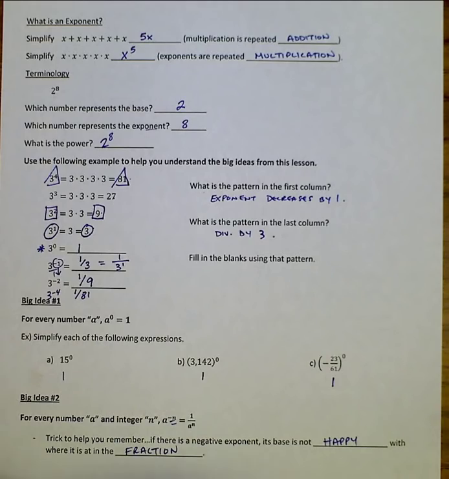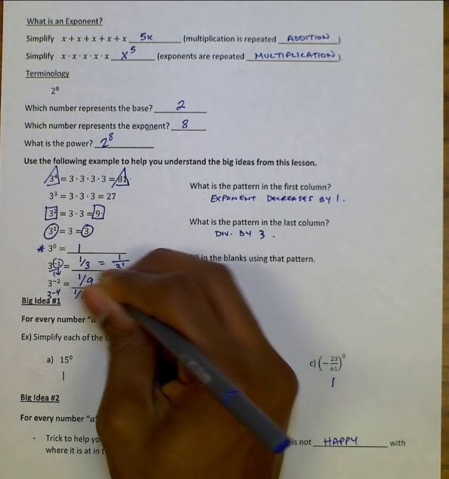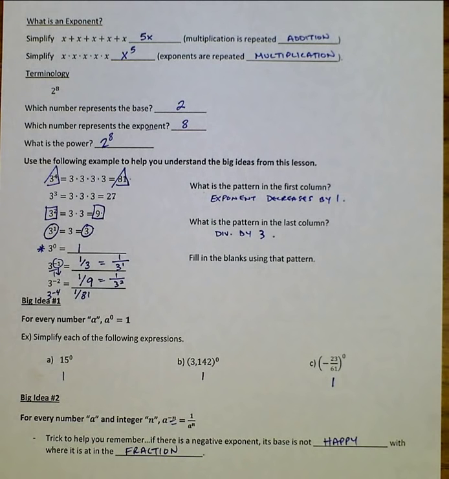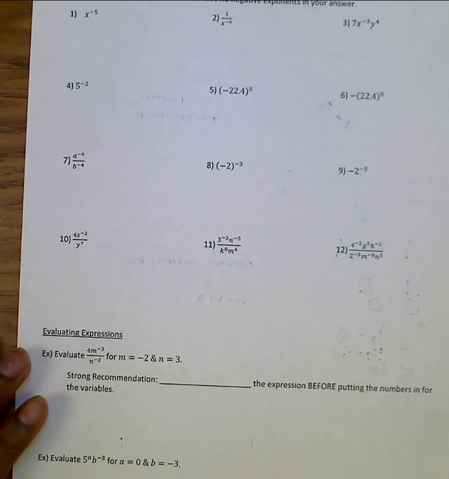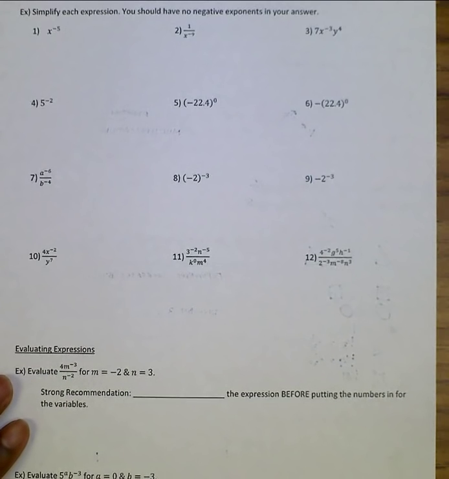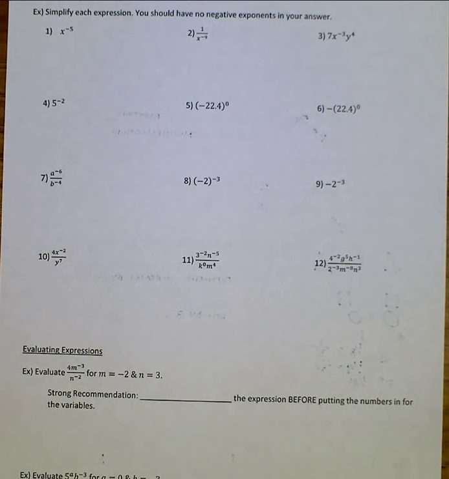Okay, so 3 to the negative 2 we would write as 1 over 3 squared, which again is 1 over 9. Okay, so we've got some practice problems to do here so we can see that in action. It says simplify each expression. You should have no negative exponents in your answer.